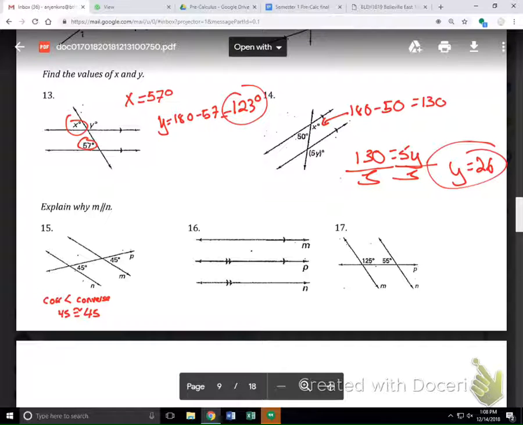Our next one here, we have to create a little statement. We see that M is parallel to P and P is parallel to N. So we can say that M is parallel to N by the transitive property.